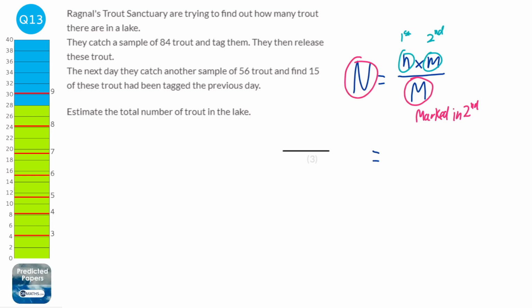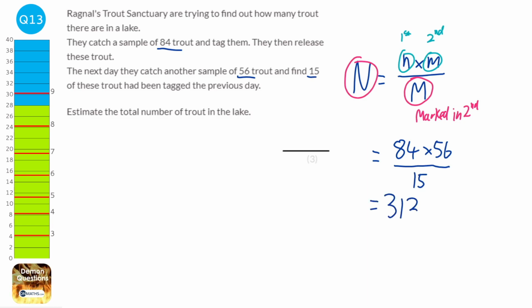So here we caught a sample of 84 and tagged them all, and then we released them. Then we caught a sample of 56, and we found that 15 were tagged. And so when you do the sums on that, it's going to be 313.6. And when you round it to the nearest integer, because obviously you can't get 0.6 of a trout, we estimate it to be 314.